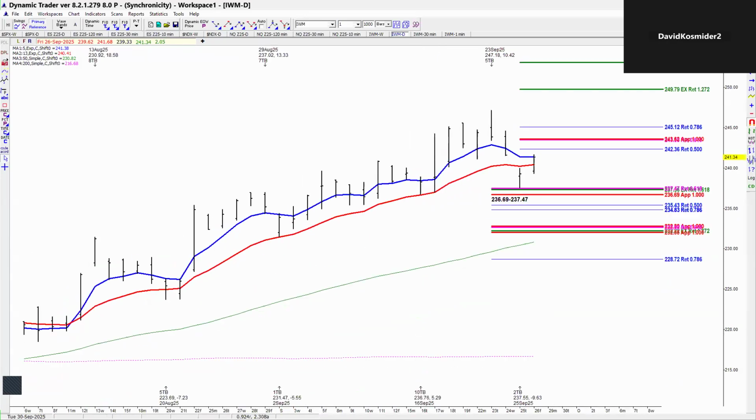So this is an example. This is in my setups right now: IWM. Okay, I'm not sure I have that other one. Let me check. Okay. So here, for example, we have a triple cluster between 236.69 to 237.47. We put in a low at 237.55, which is absolutely close enough. 47 versus 55, that's nothing.